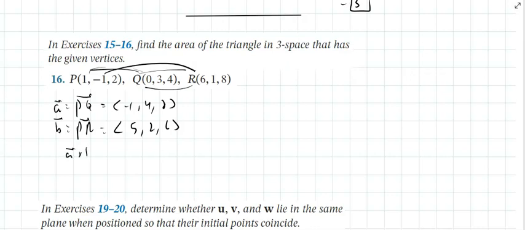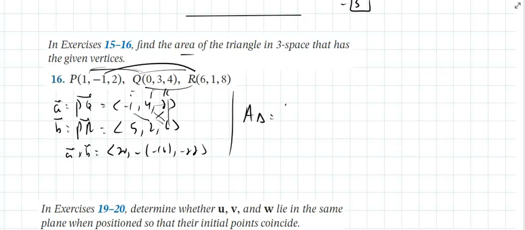So A cross B would be, the i component would be 24 minus 4, that's 20. The j component would be a negative 6 minus 10, negative 16. And the k component would be negative 2 minus 20, negative 22. They want the area of the triangle. So the area of the triangle will be 1/2 the magnitude of this.